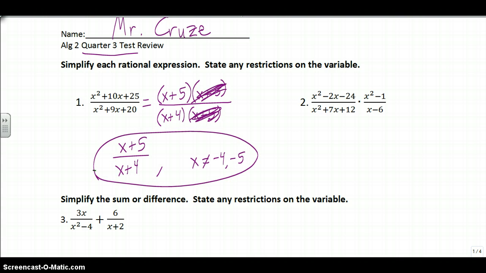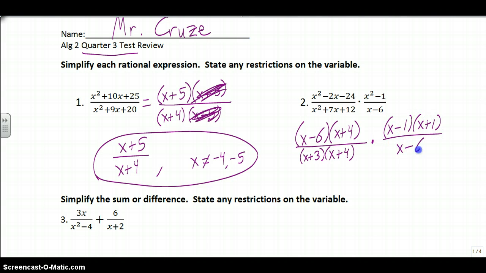Okay? Number 2, same thing, only now we're multiplying, so let's factor everything. Multiplies to negative 24 and adds to negative 2, that would be negative 6 and positive 4. What multiplies to 12 and adds to 7, that would be positive 3 and positive 4. X squared minus 1 factors into x minus 1, x plus 1, and x minus 6 is in the denominator.